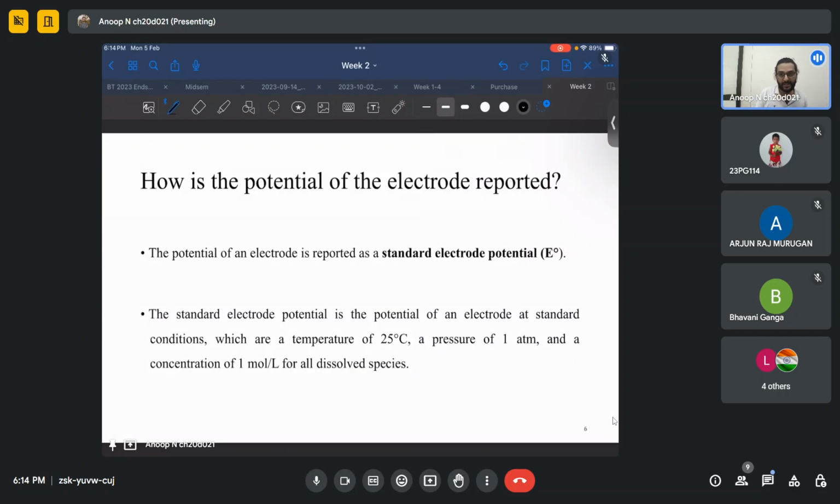Coming to a portion which has been discussed in the classes, but not explicitly: how is the potential of an electrode reported? The potential of an electrode is reported as the standard electrode potential, E0. We have seen this E0 value in the lectures. The standard electrode potential is the potential of an electrode at standard conditions, which are a temperature of 25 degrees centigrade, a pressure of 1 atm, and a concentration of 1 mole per liter for the dissolved species. That's how the standard electrode potential is reported.